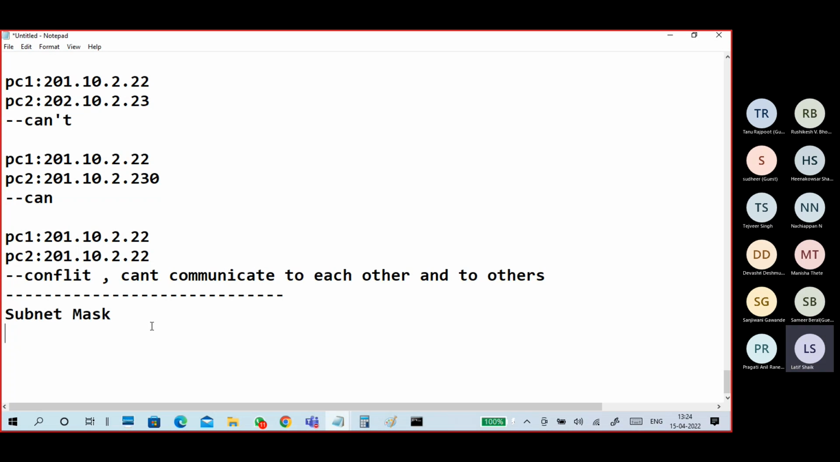Subnet mask and default subnet mask also. Just 1 minute. Less than one. Relax.